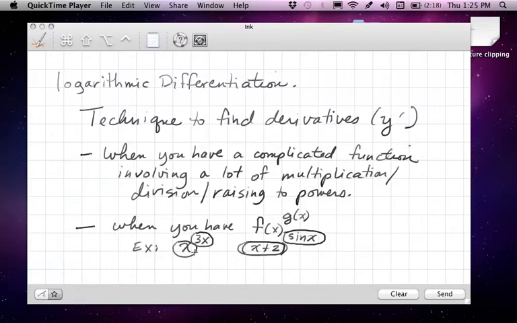So when you have a function that looks like this, the only way you can find the derivative is using logarithmic differentiation. For the first type, you can always still use the quotient rule, the product rule, the chain rule, etc. But it just simplifies. So this first lecture is just going to be on when you have a complicated function. So I'm going to start with that one.